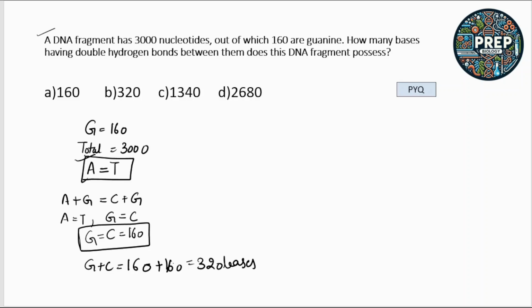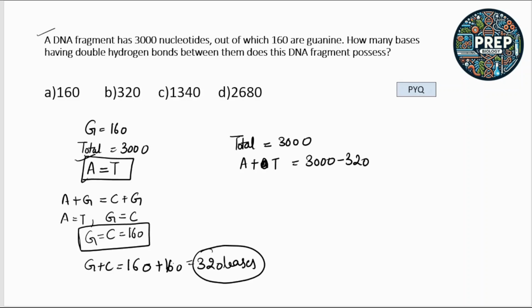Now if we calculate the total nucleotides, we have 3000, which is given. So to find out the bases of adenine and thymine, we subtract these nucleotides out of the total. So minus 320. So when we subtract, we have 2680 bases.